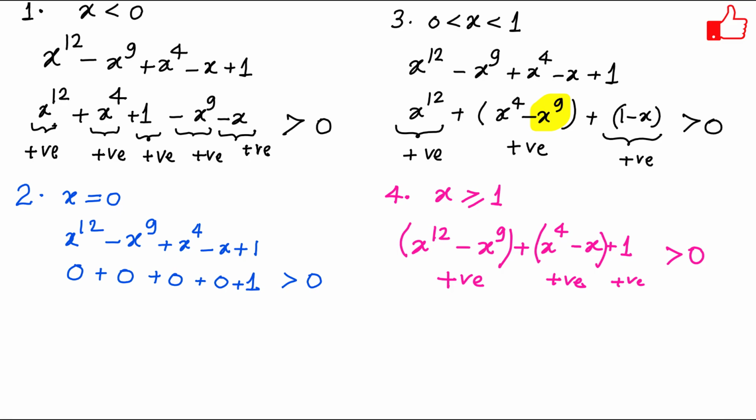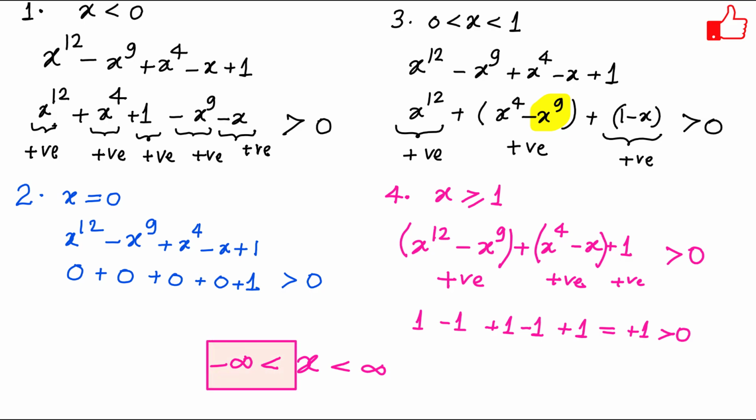We can also verify for x equals to 1 because this case has x greater than or equal to 1. So if you put x equals to 1, this is 1 minus 1, this is 1 and this is again minus 1 and finally plus 1. So this is equal to 1 which is greater than 0. So in this case also this quantity is greater than 0. This means this expression is greater than 0 for all x. So I can say x lies between minus infinity to infinity. For any value of x, this expression is always positive.